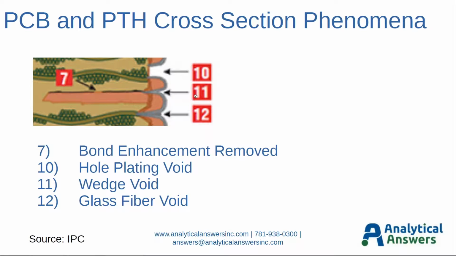The next thing we're going to talk about is number 11 here. This is a wedge void. So in this particular case, there probably was a small gap or void present at the inner layer foil to laminate resin region here, and when they did the electroless copper overplate, it didn't actually plate in this region. So then when they did the subsequent electroplated copper, we see this wedge void, which is at the region where the smooth surface of the foil interfaces with the resin material here.